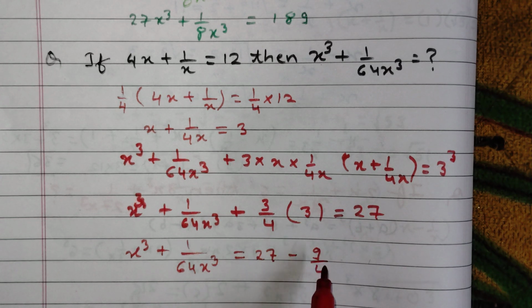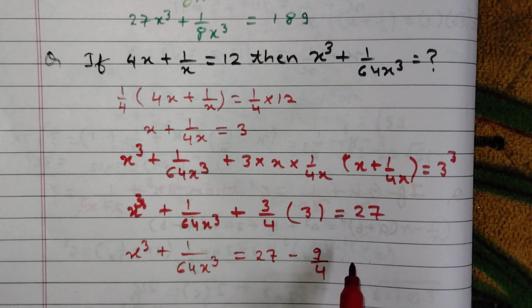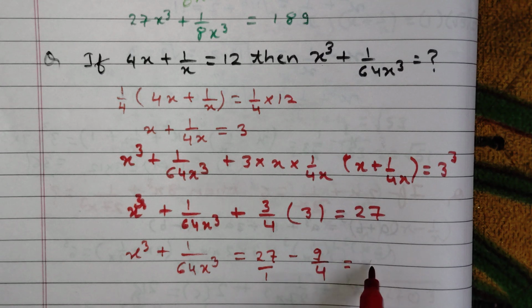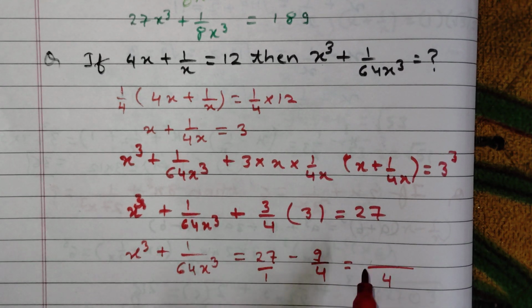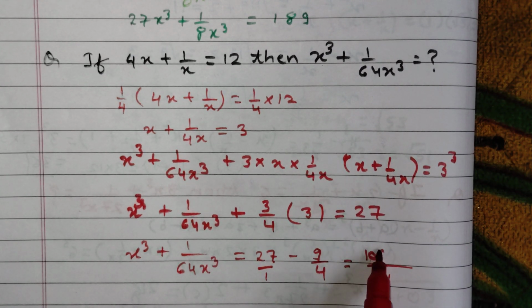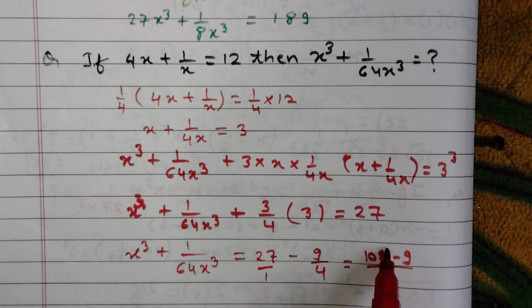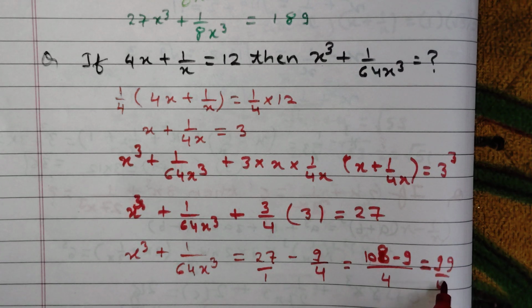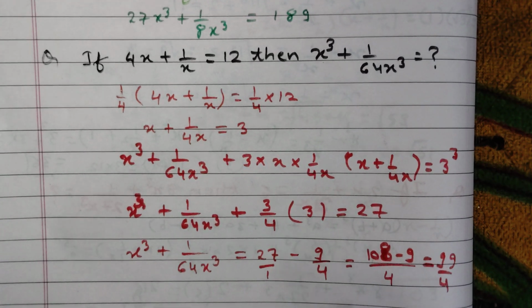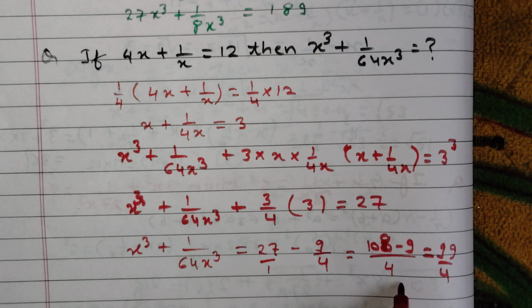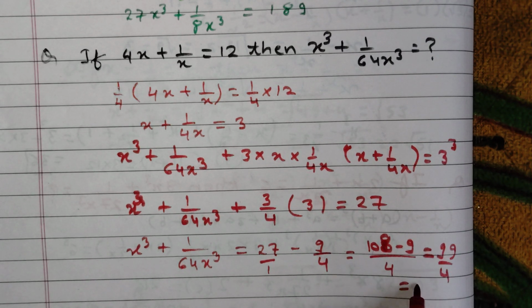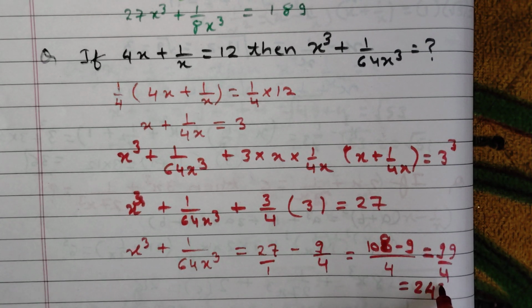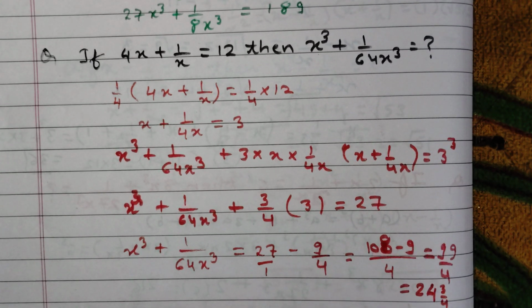It means transposing to the other side, changing the positive to negative, taking LCM 4. So 27 times 4 is 108 minus 9. 108 minus 9 is 99 by 4. In mixed fraction, due to larger numerator than denominator, we write 24 complete, 3 by 4, 24 complete, 3 by 4 is the final answer.